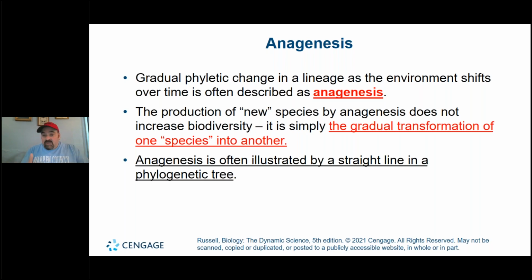Now, microevolution, again, we're talking about within the species. Macroevolution, we're talking about changes from one species to another species, that kind of thing. Anagenesis would be a part of this process. And so the straight line on this phylogenetic tree will represent the anagenesis.